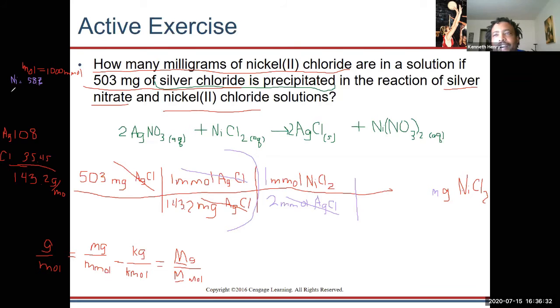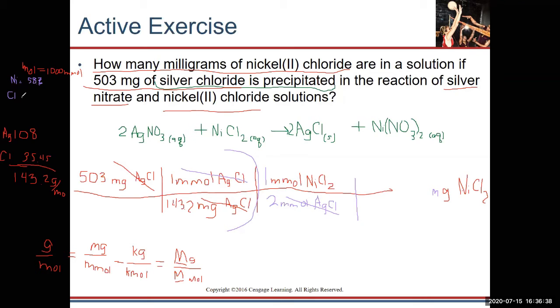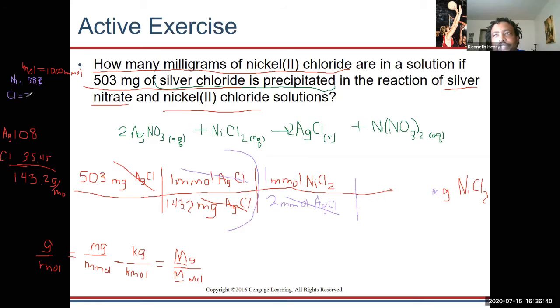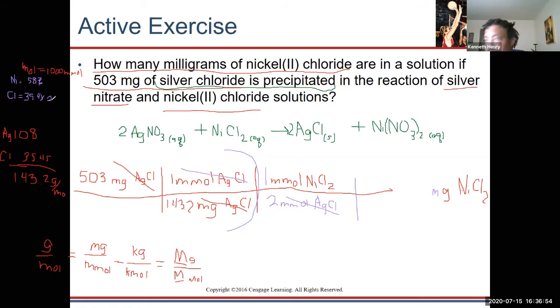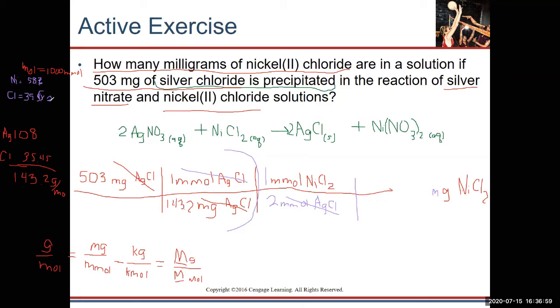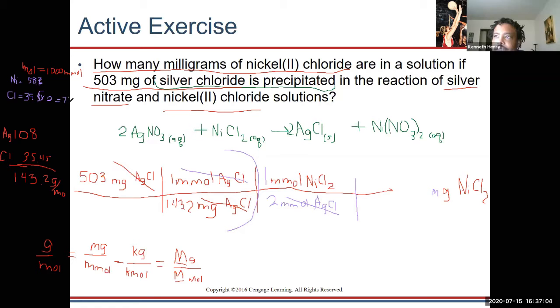And then our chloride, we have 2 of them. And how much is each one? Each one is 35.4, or we could say 35.5, times 2. That's 71. So altogether, you said 129.5.